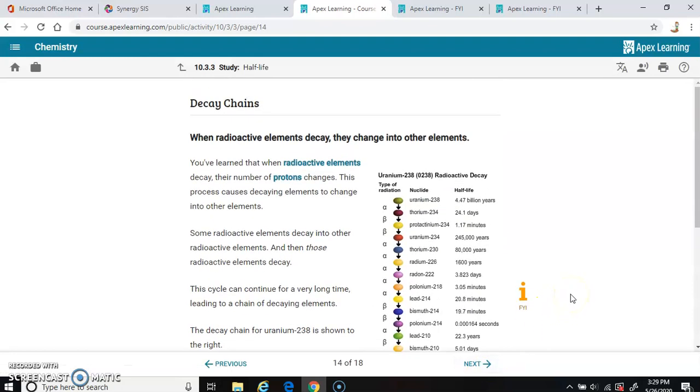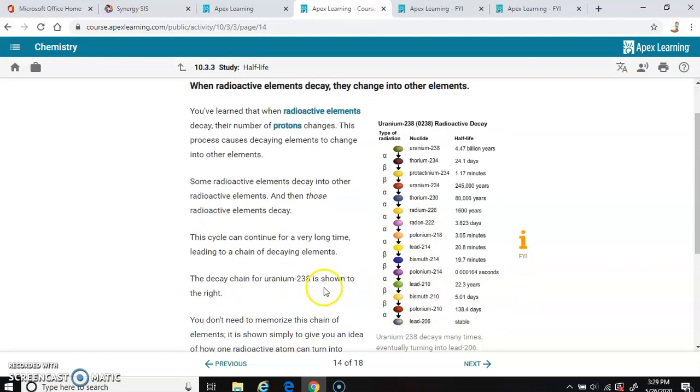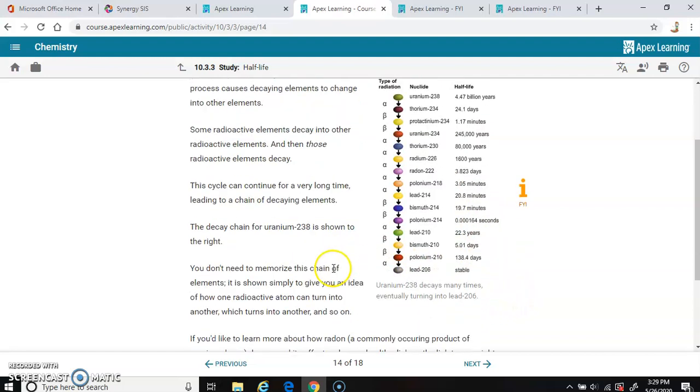Now with this, we've learned before that when radioactive elements decay, their number of protons changes, and it causes them to change into a different element. Once uranium, for example, breaks down and goes to thorium, that can sometimes also be a radioactive element, and that'll decay as well. So the cycle will happen for a very long time. And as you look, their half-lives are different as well, so we can kind of track what's going on.